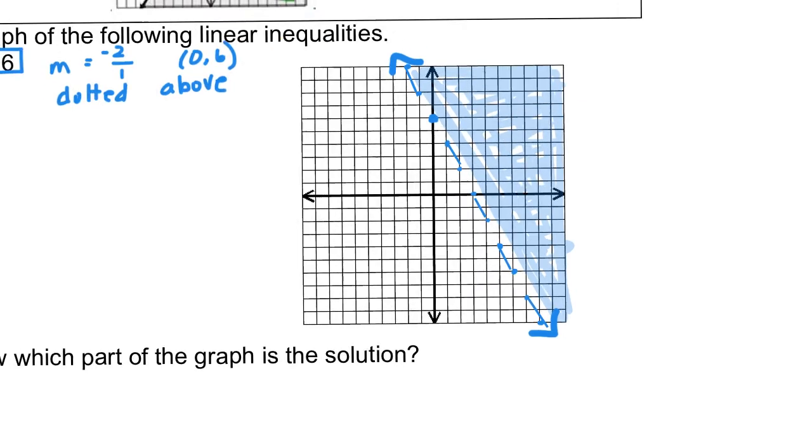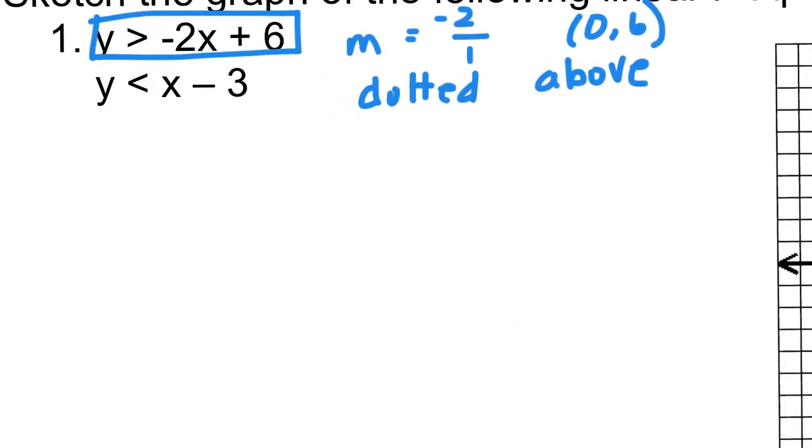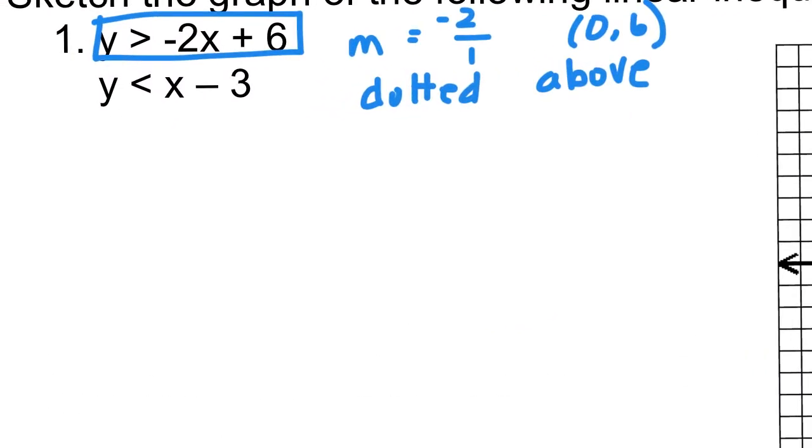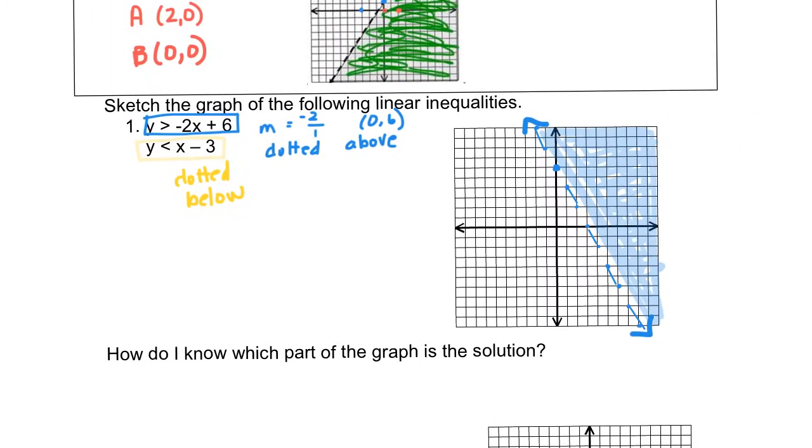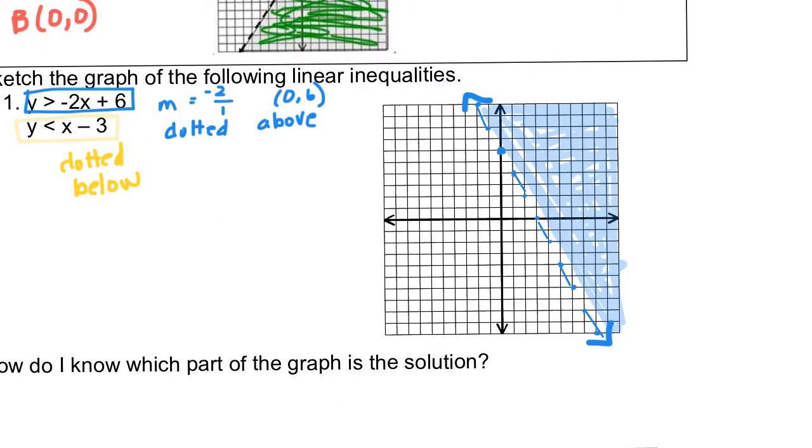Now let's go back and find the second inequality. Let's graph this one. So we have a slope of 1 and a y-intercept of -3. It will be a dotted line, and it will be shaded below because it's less than. Please pause the video and graph your line.